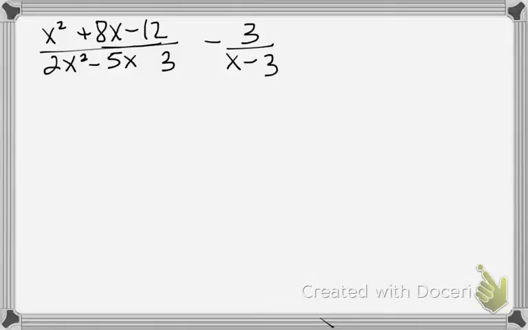Okay, for our last example, we're going to do a subtraction question, and it's very, very similar, except for that we just need to watch out for this negative here. So the first thing that we're going to do is we're going to start by factoring or common factoring all numerators. So for the top one here, we're looking for 2 things that multiply to negative 12 and add to 8.